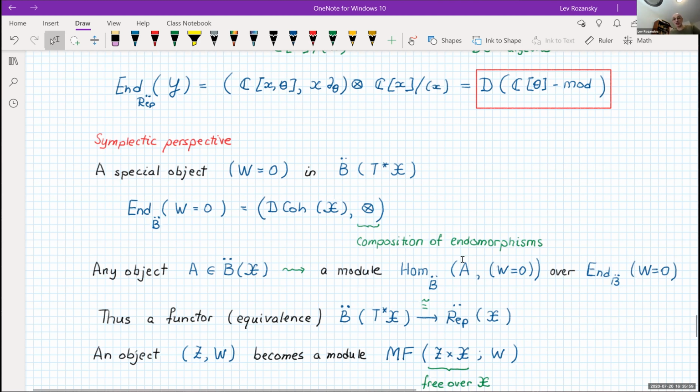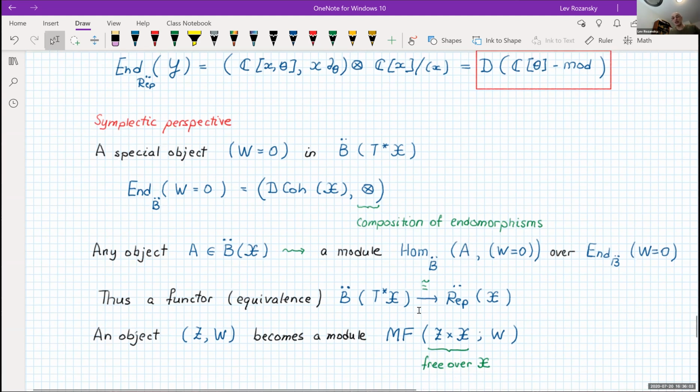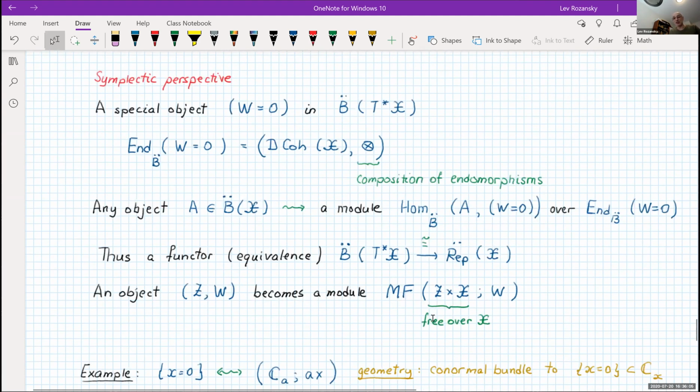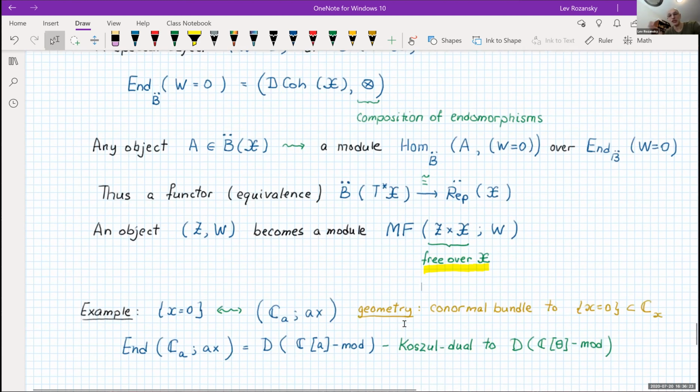So our object becomes now a module category, which is matrix factorizations of its W over Z cross X. Note that Z cross X is very nice with respect to X. It's free over X. C of Z cross X is free over X. So we do not need to worry about any derivation. So our matrix factorizations are free objects. Now, what about this skyscraper?